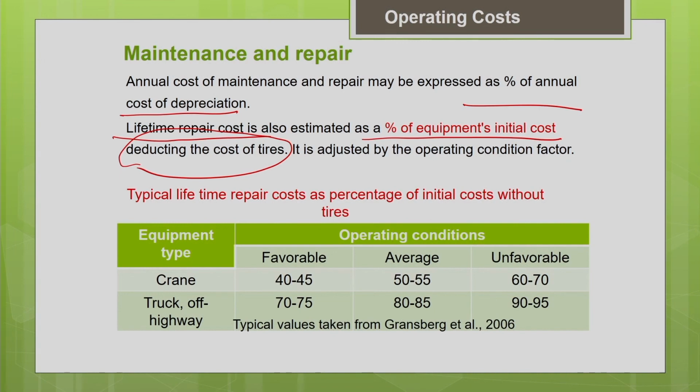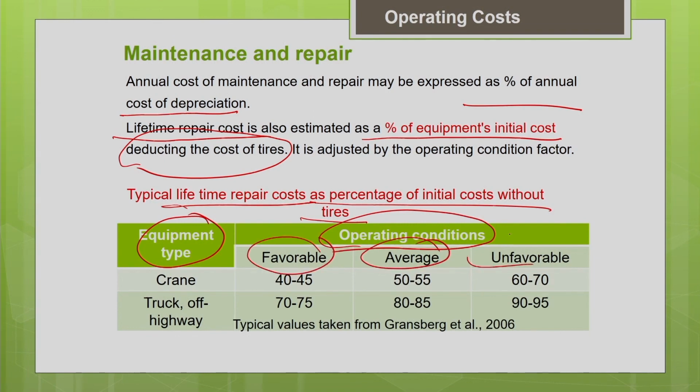So you can see the values are available related to the lifetime repair cost. You can get the lifetime repair factor as a percentage of the initial cost of the machine without tires for different types of equipment and for different operating conditions, like favorable, average, unfavorable. You can get these values from literature. These values are taken from Gransberg. You can find similar information from different literature also. So you can make use of this information to estimate your repair cost.